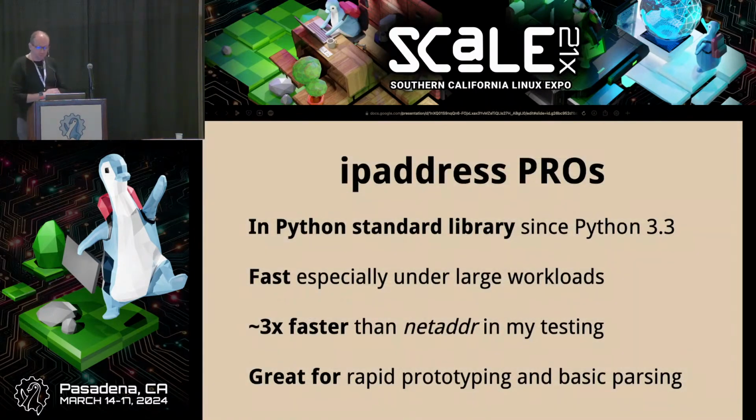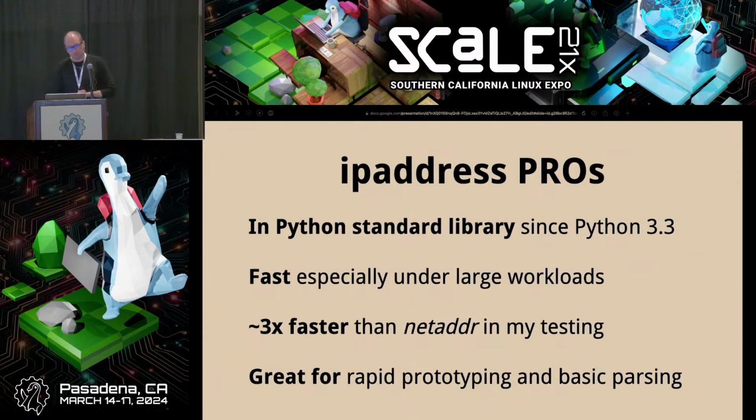The pros of ipaddress is that it's in the standard library, as I mentioned, since Python 3.3. It is fast. It's about 3 times faster than netaddr in almost every case. My testing is just, okay, let's try to do the same things in both libraries and just compare the timing across both of them. And pretty much consistently, ipaddress is 3 times faster. And there's a reason for that.